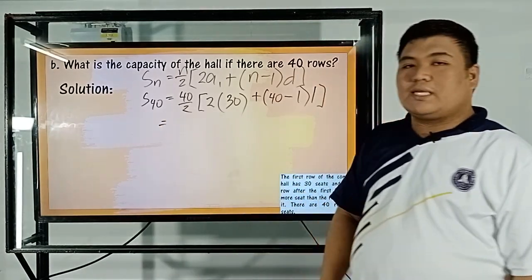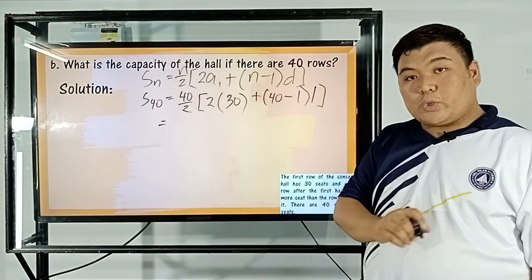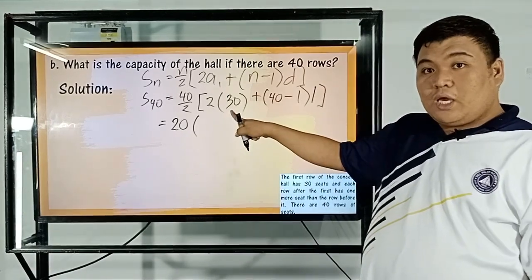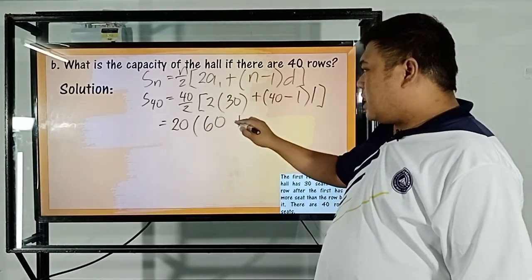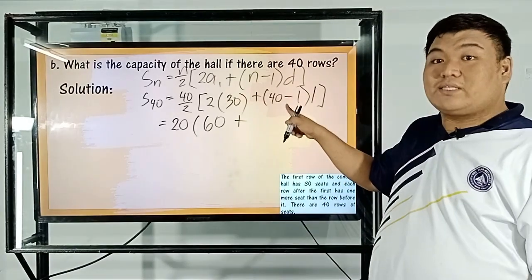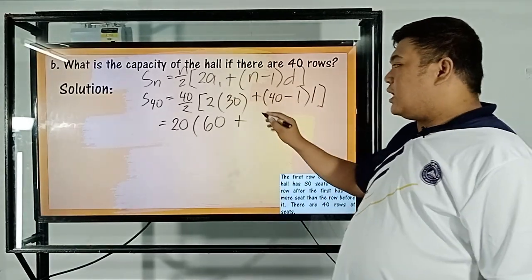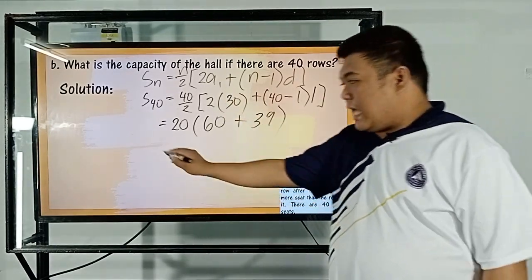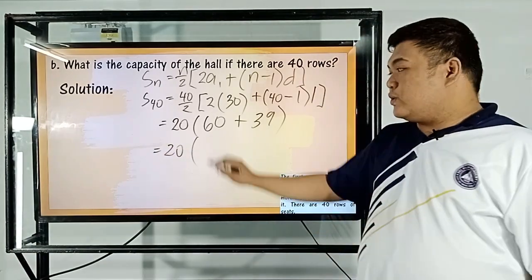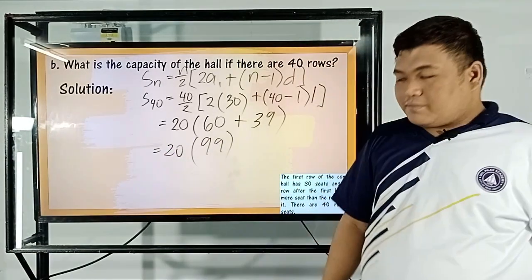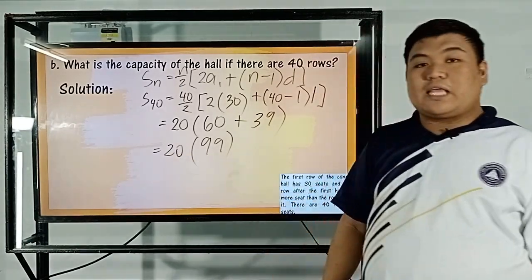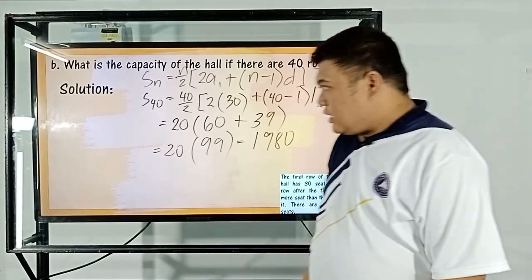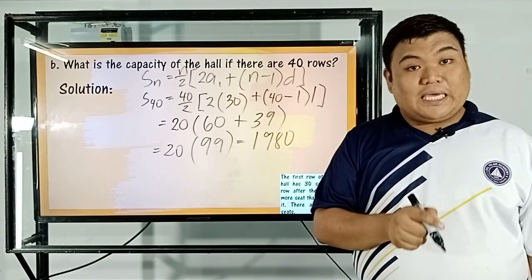So, simplify tayo mula sa loob. Ito muna, 40 divided by 2, that is 20, times 2 times 30 will give you 60, plus 40 minus 1 is 39. 39 times 1 is still 39. So again, 60 plus 39 is still equal to 99. And 20 times 99 is still equal to 1,980. So for our conclusion, it will be the same.